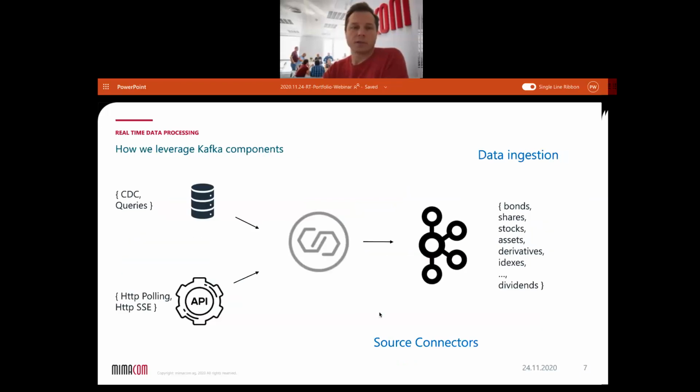So let me start where Alan stopped. The central part, of course, is Kafka, and for data ingestion, we see that all our needs are fulfilled by a wide spectrum of Kafka connectors. We can ingest data from existing databases. We can use queries for that. We can use a change data capture approach.